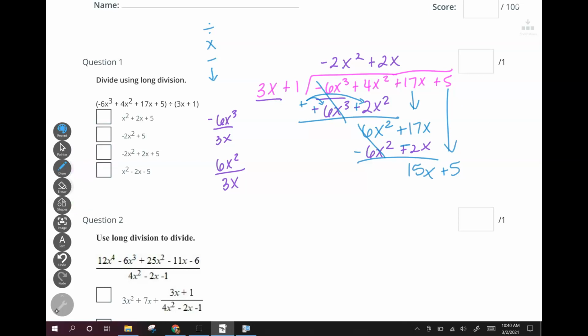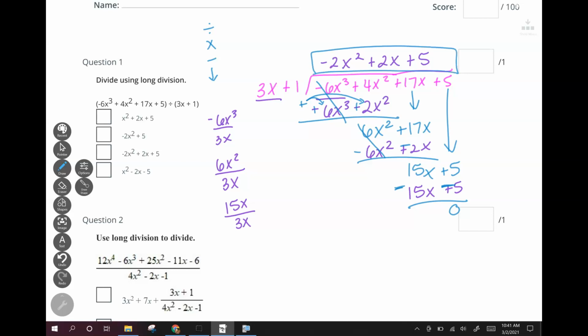And start over. Divide. So that's 15x divided by 3x. That gives me 5. Multiply. 5 times 3x is 15x. 5 times 1 is 5. Then we subtract. So we're going to change those signs there, distributing the minus sign. 15 minus 15 is 0. 5 minus 5 is also 0. So this one has a remainder of 0. So your answer, your quotient, is negative 2x squared plus 2x plus 5. Right there.